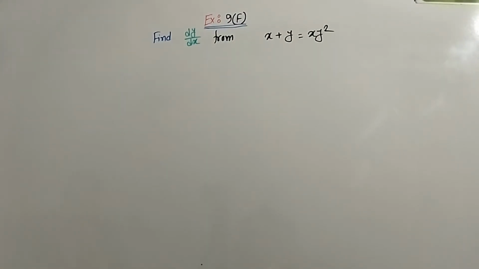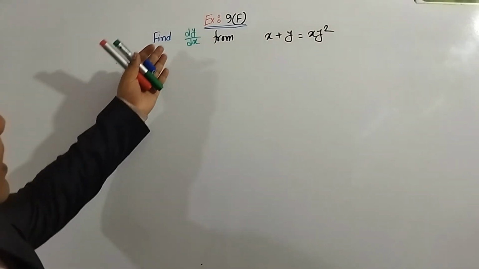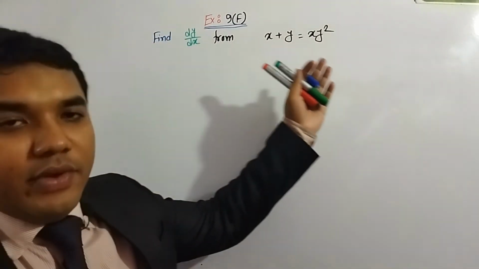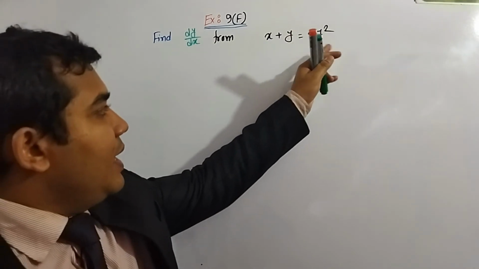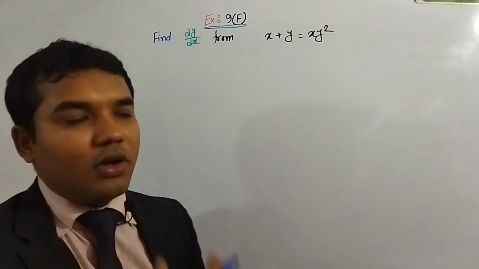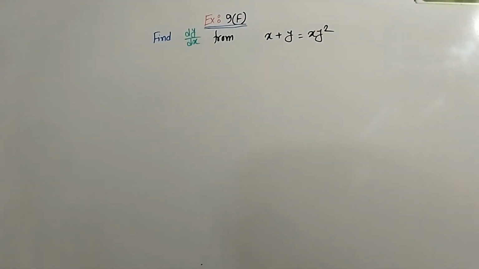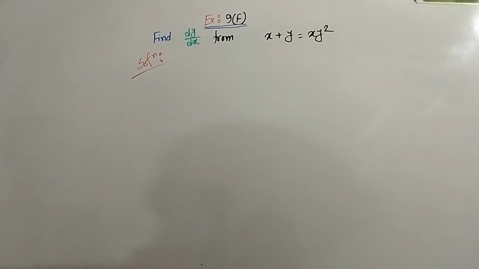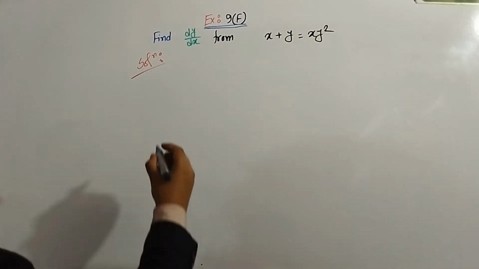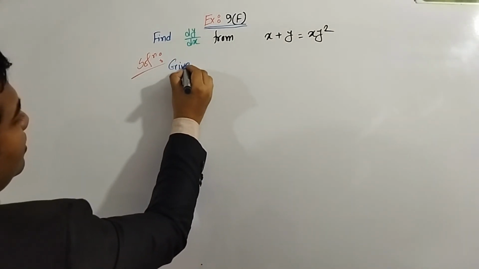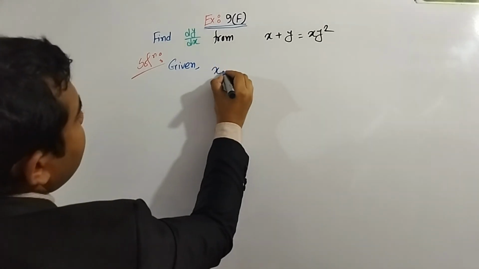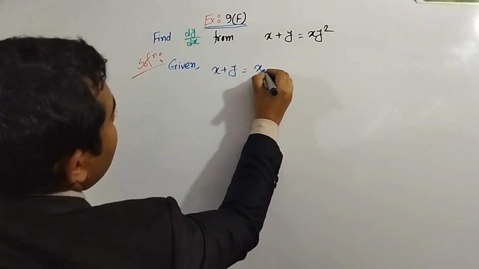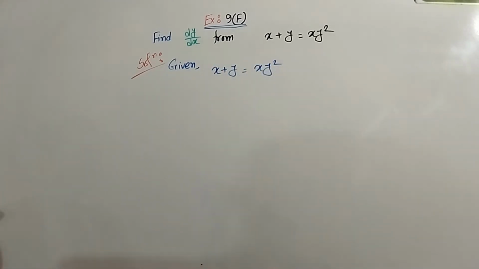So dear students, that's our last math for today's class. Here our question says find dy by dx from the given equation x plus y equal to xy square. How can we solve these types of math? Let's have a look. So the solution of the math: given x plus y is equal to xy square.